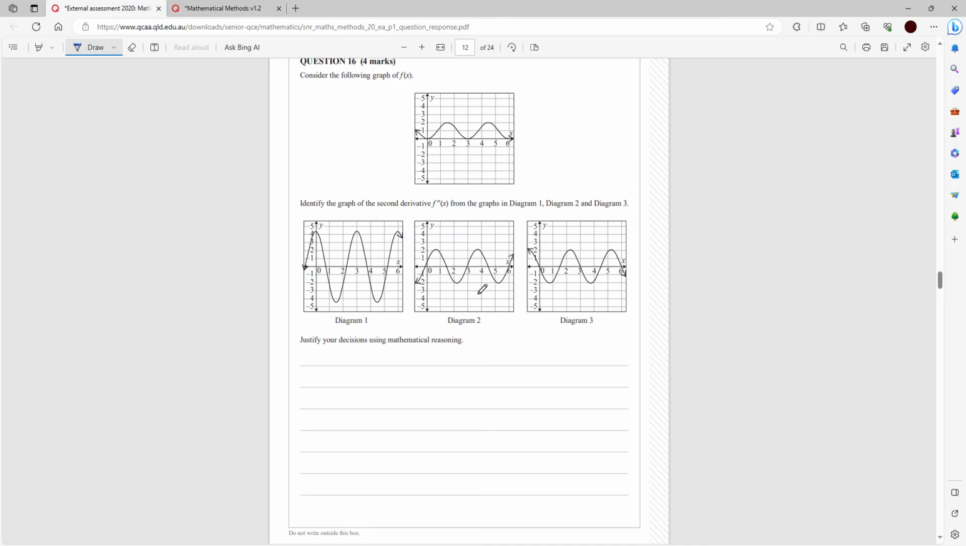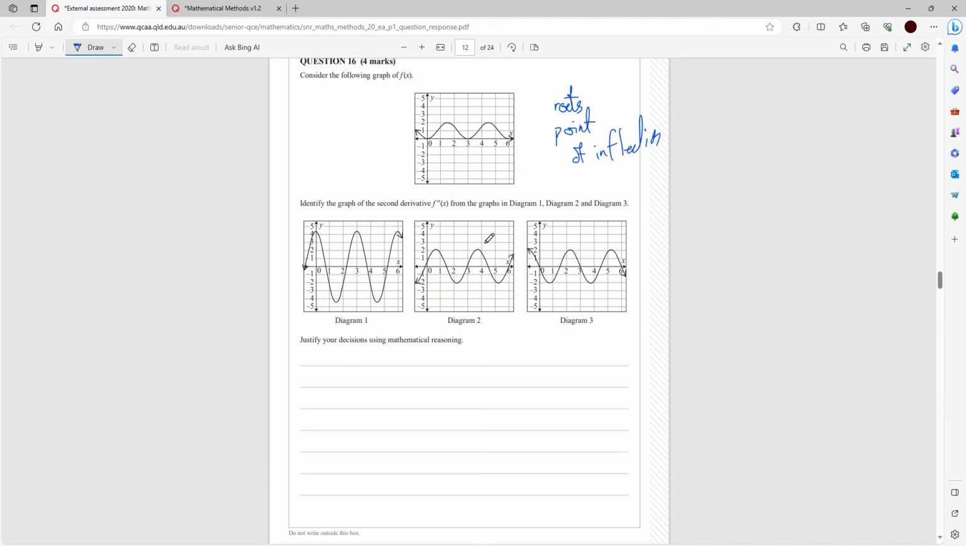Alright, so this one's a bit of an interesting math question because you actually don't do much math. Well, that's a lie. It's a different type of math. It's not calculating or solving. It's explaining. But that's okay. So, consider the graph f of x. Identify the second derivative f double dash of x in the diagrams 1, 2, 3. So, the second derivative could be any of these. We need to look for characteristics that help us. So, straight off the back, the second derivative will have roots at the point of inflection.